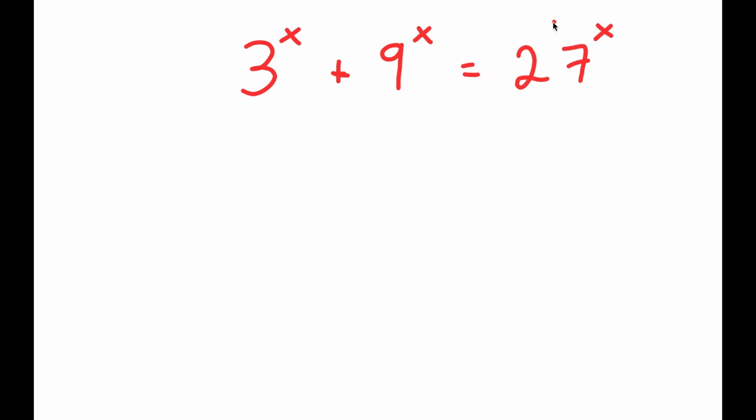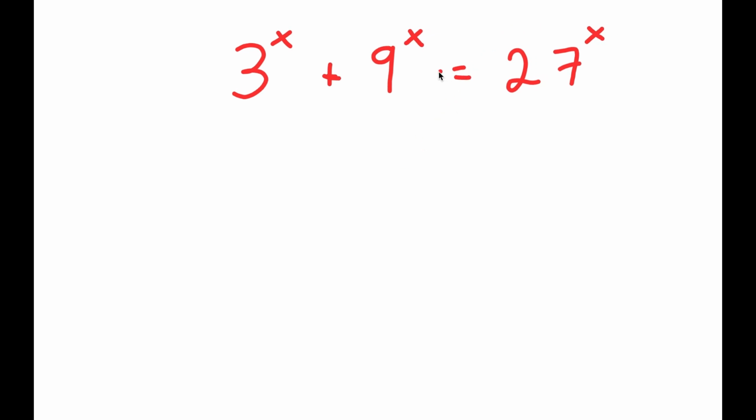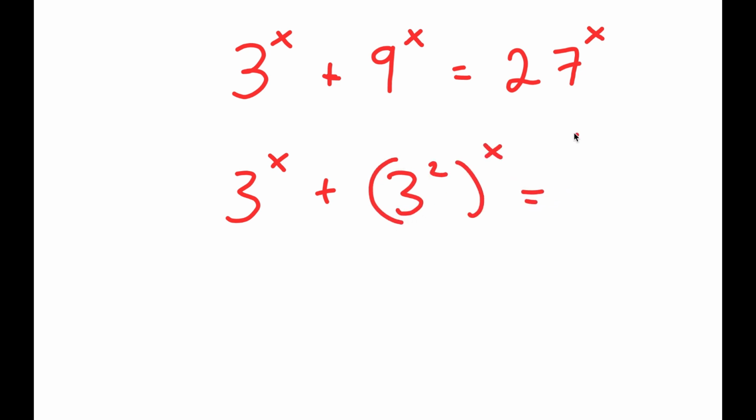Alright, so in this video, I'm going to solve the equation 3 to the power of x plus 9 to the power of x is equal to 27 to the power of x. So to solve this, I'm going to first rewrite 9 as 3 squared to the power of x. And I'm going to rewrite 27 to the power of x as 3 to the power of 3 to the power of x.